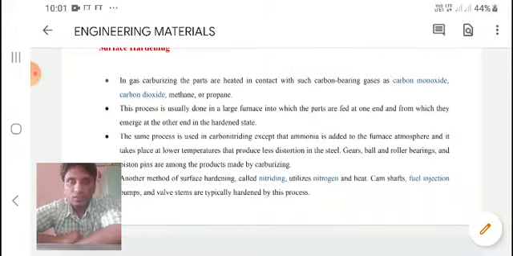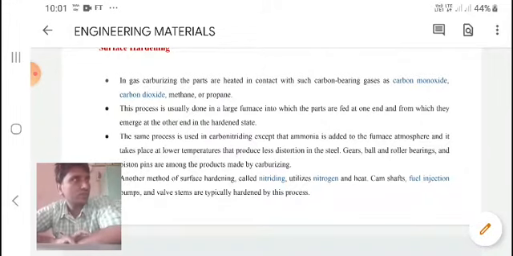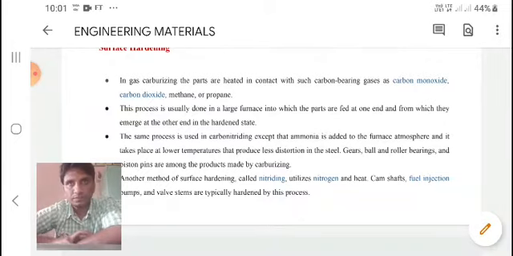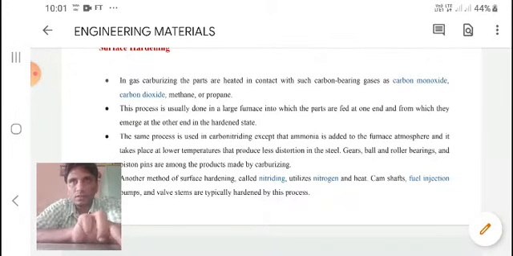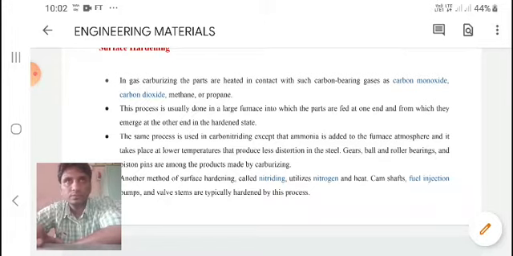So the same process is used in carbonitriding, except that in carbonitriding, instead of using carbonaceous gas, ammonia gas is used. This is the only difference, but the rest of the process is the same, and the temperatures are also different and the holding time is different. And it can also be a continuous process.